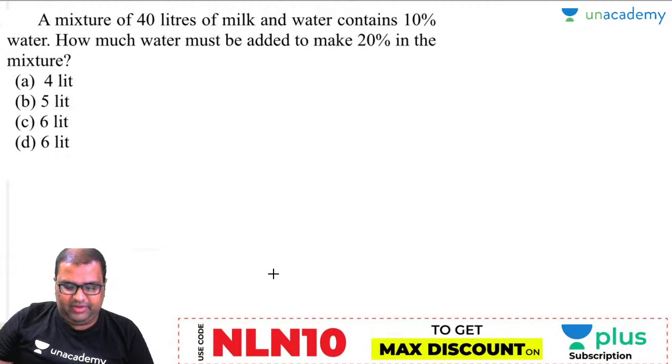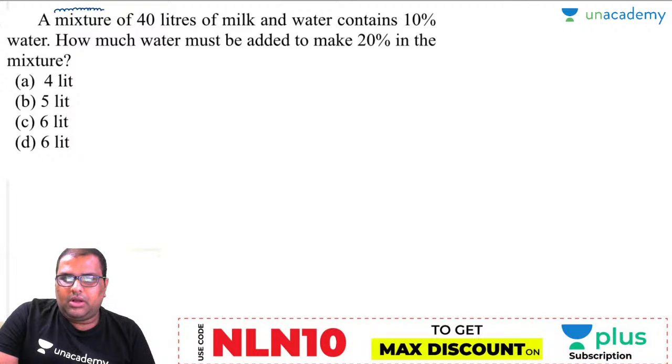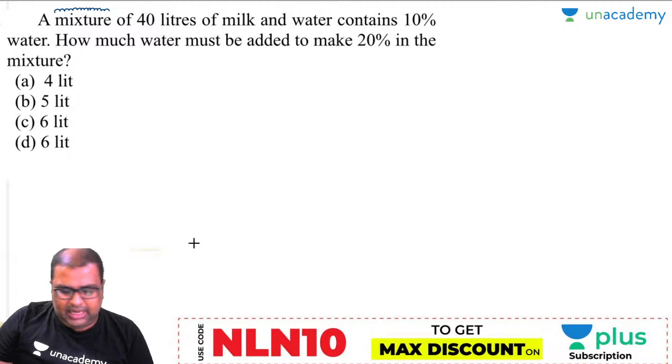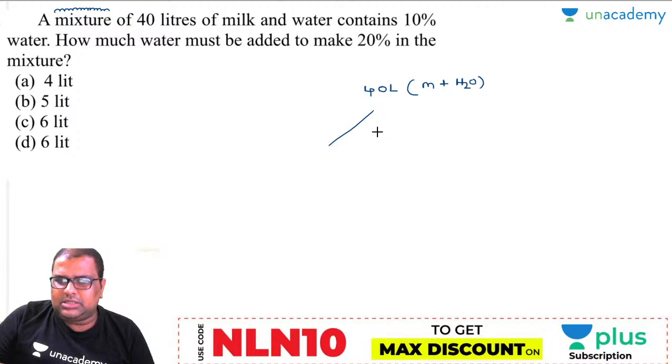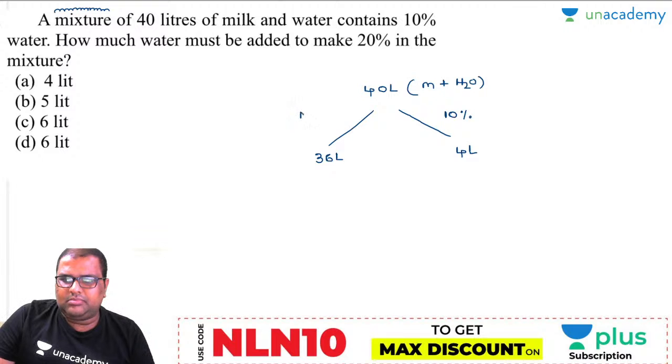Right? Now observe the question carefully. A mixture of 40 liters of milk and water contains 10% water. So there is a mixture of 40 liters, and it contains milk and water only. In this 40 liters, how much is water? Can anybody say? 10% is water, that means 4 liters. Now the remaining 36 liters will be milk only. Will you accept this? Yes.